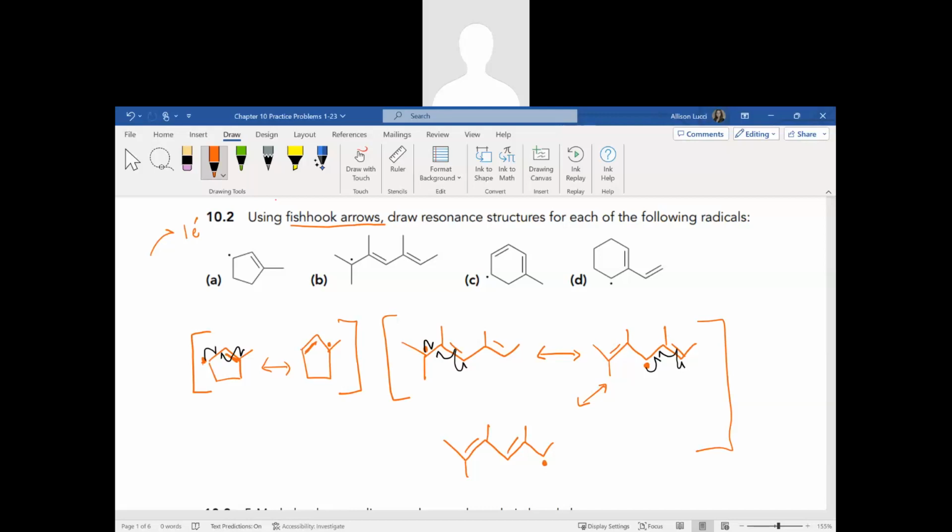See if you can try C and D on your own, and see if you can find all the resonance structures for those molecules, those radicals.